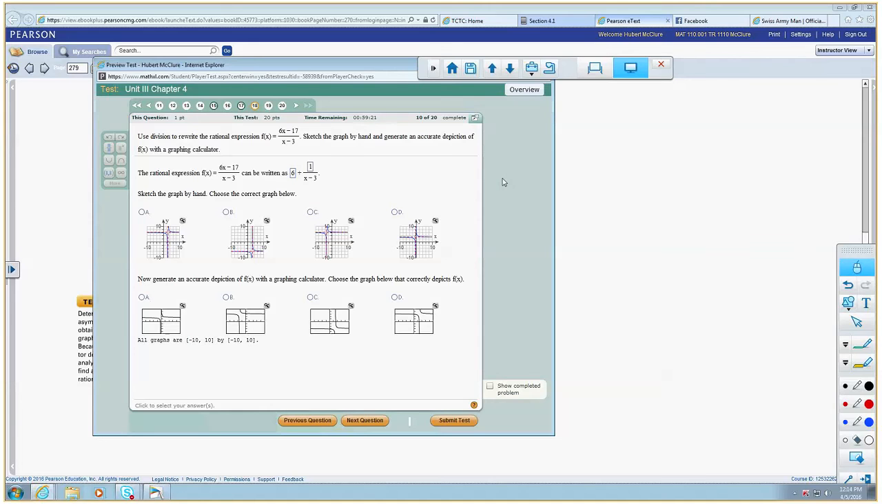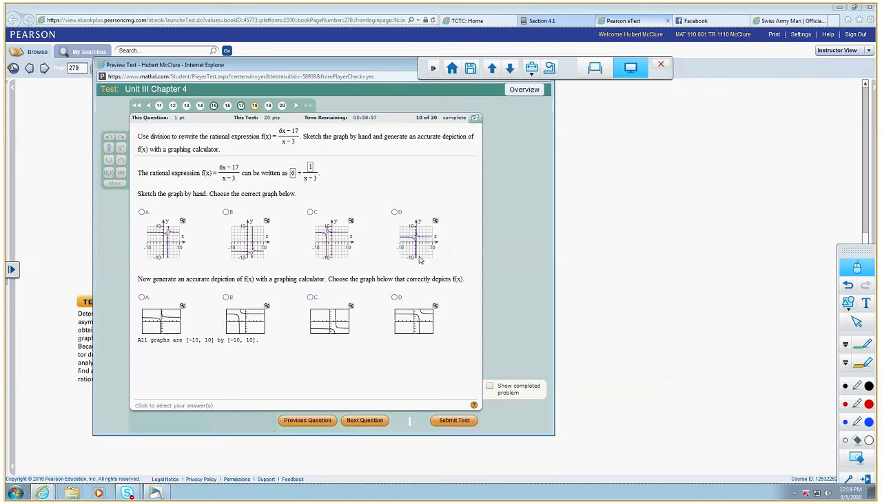Not from the division, but what? If they are the same degree, what do I do? I cancel everything out with the coefficient of 6 over 1, which is what? 6. So I've got a vertical asymptote of 3 and a horizontal asymptote of 6. I don't know. I guess.